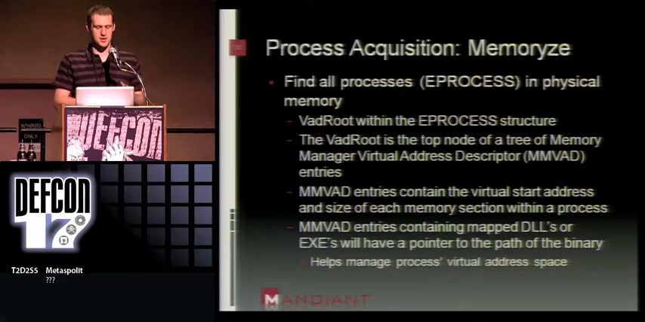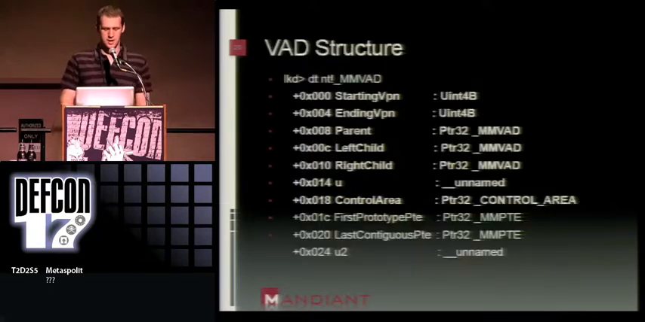Every MMVAD entry that contains some kind of mapped DLL or executable will actually have a pointer to the DLL or executable's path. So we can enumerate all loaded DLLs from this virtual address tree. The tree is used by Windows to manage the process virtual address space. Here's the structure itself through WinDbg's eyes. You've got your starting VPN, ending VPN, which are the starting virtual address and virtual size.